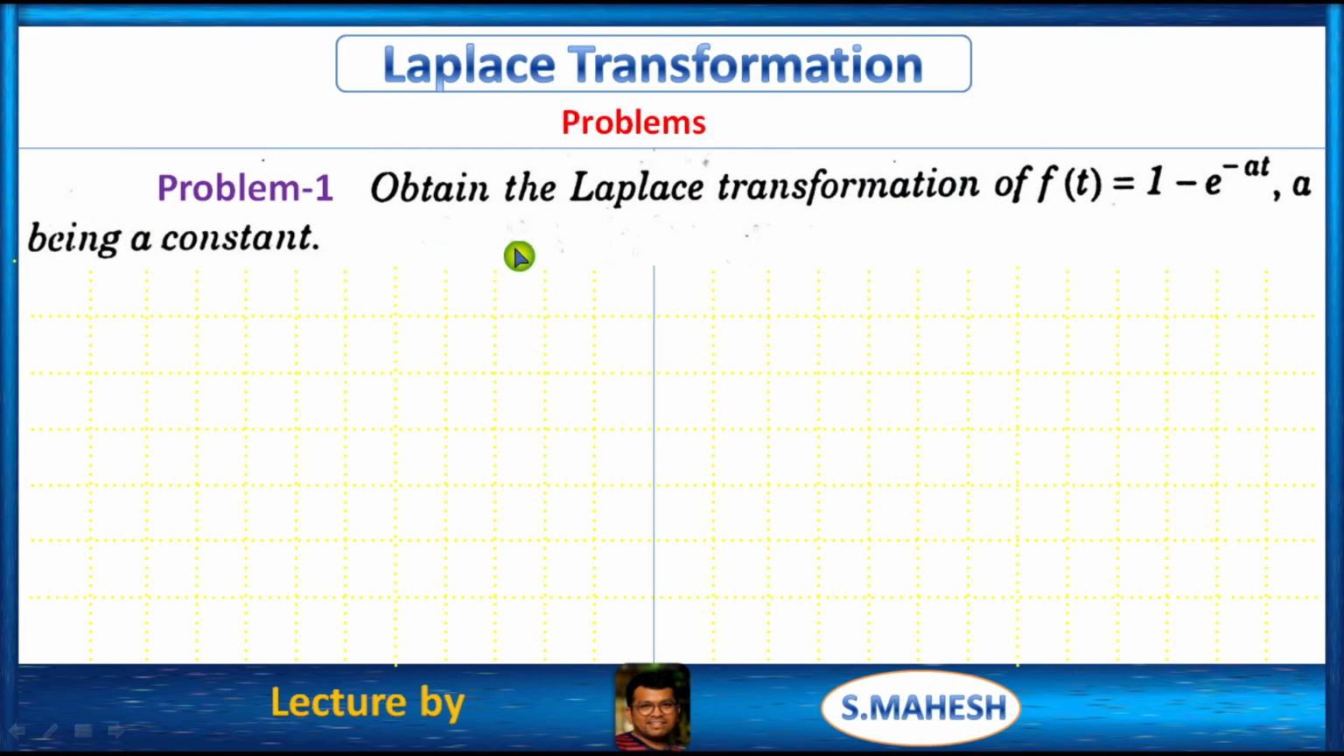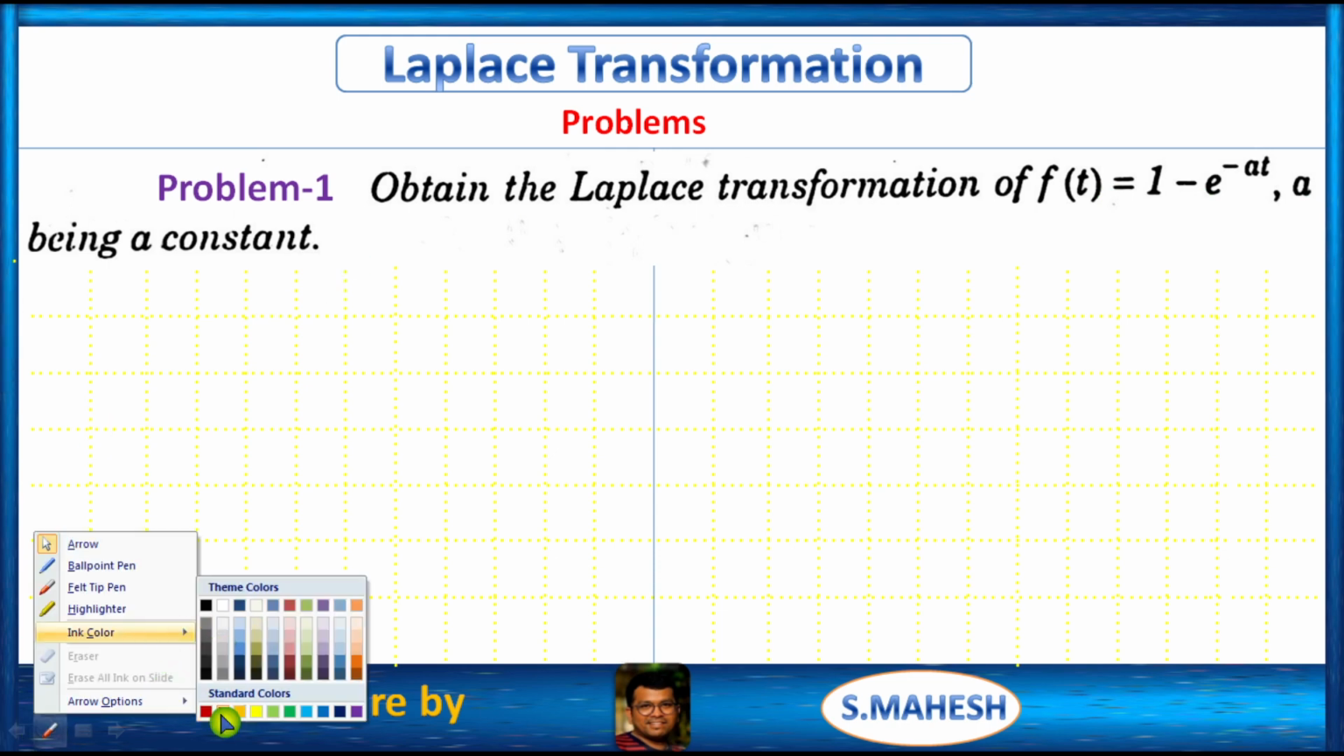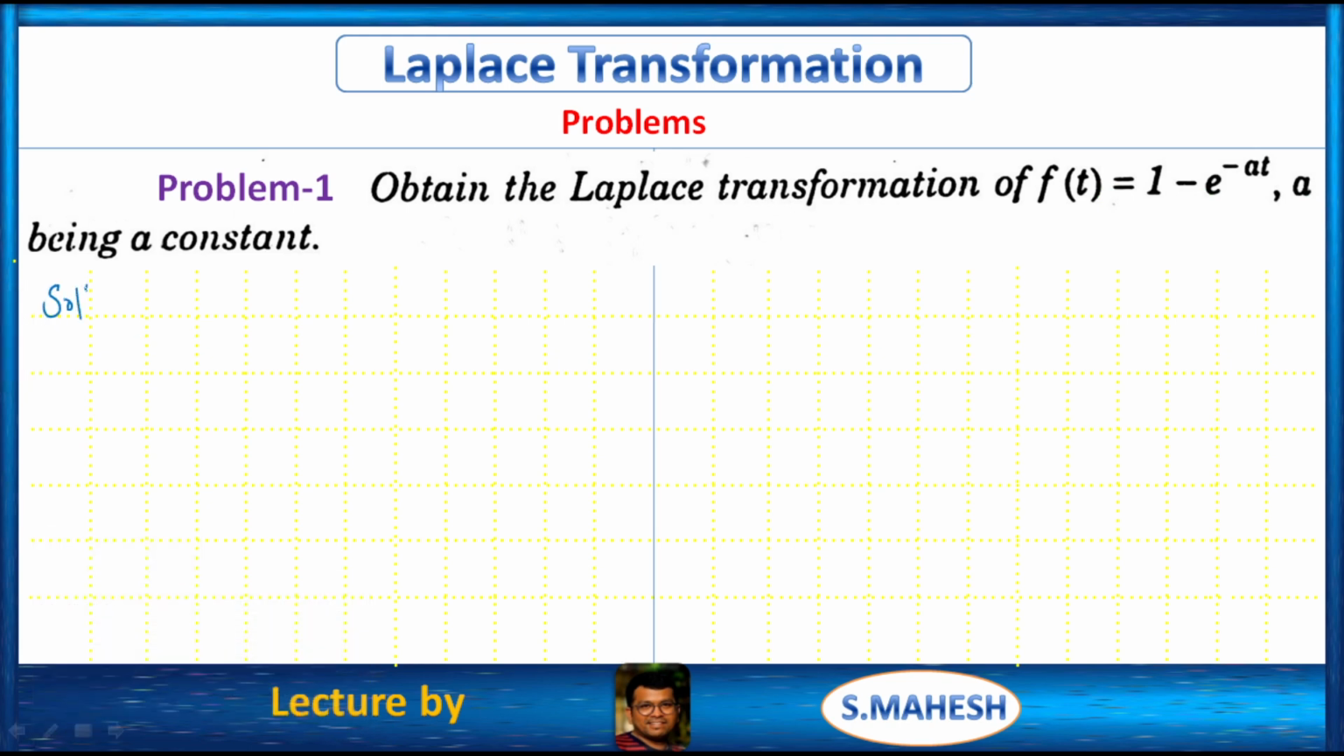In this, obtain the Laplace transformation of f of t, which is equal to 1 minus e power minus at, where a is a constant. We all know that f of t is given. Then we have to calculate F of s, which is nothing but the integral from 0 to infinity of f of t into e power minus st dt. From this, F of s is the integral from 0 to infinity of (1 minus e power minus at) e power minus st dt. That's it.